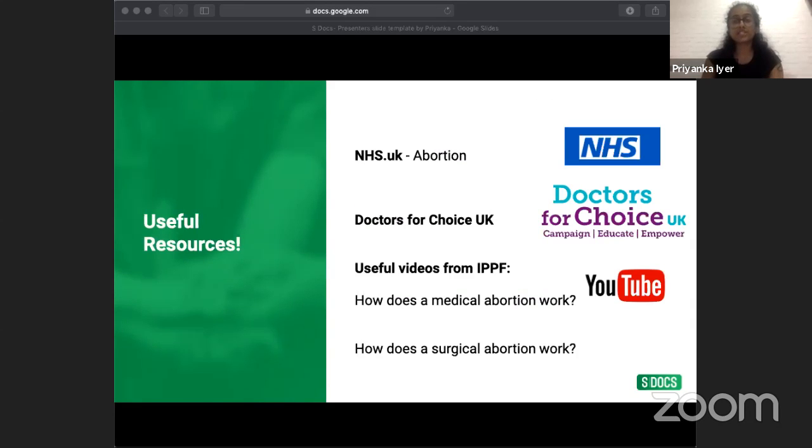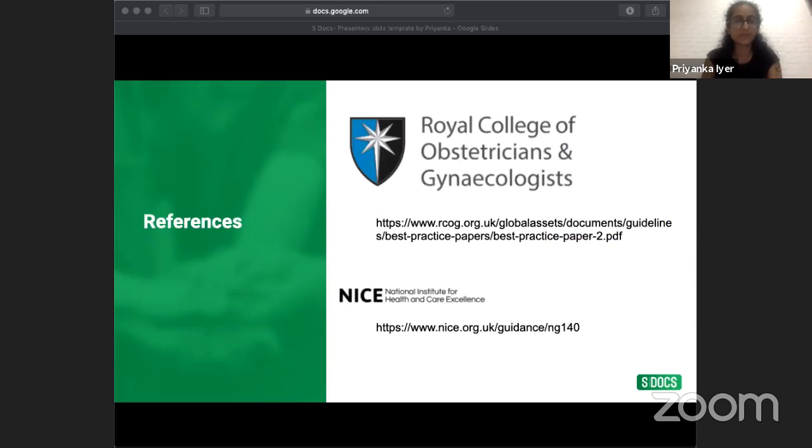And there's a lot of information on the NHS.uk website. Doctors for Choice is a really great organization for anyone that's really passionate about abortion care, and they do a lot of campaigning about decriminalizing abortions in the UK. There are also some really useful videos from International Planned Parenthood Foundation looking at how does medical abortion work and how does a surgical abortion work as well. And here are some references.